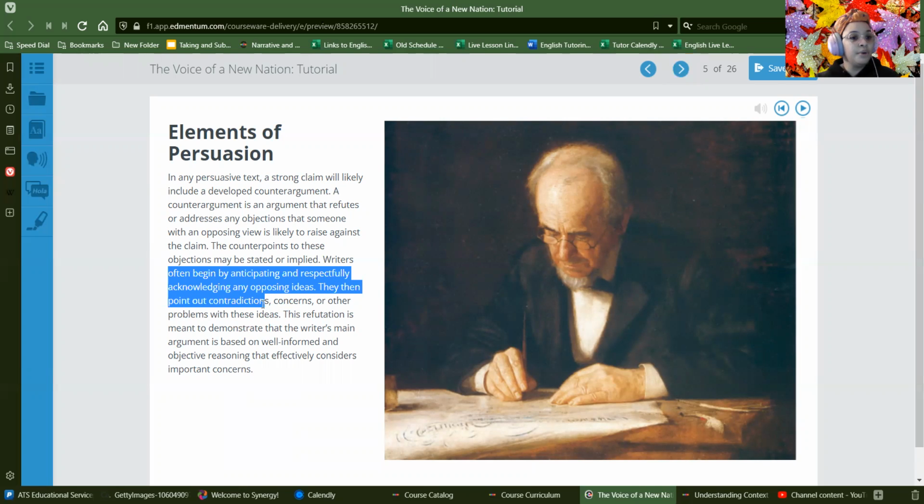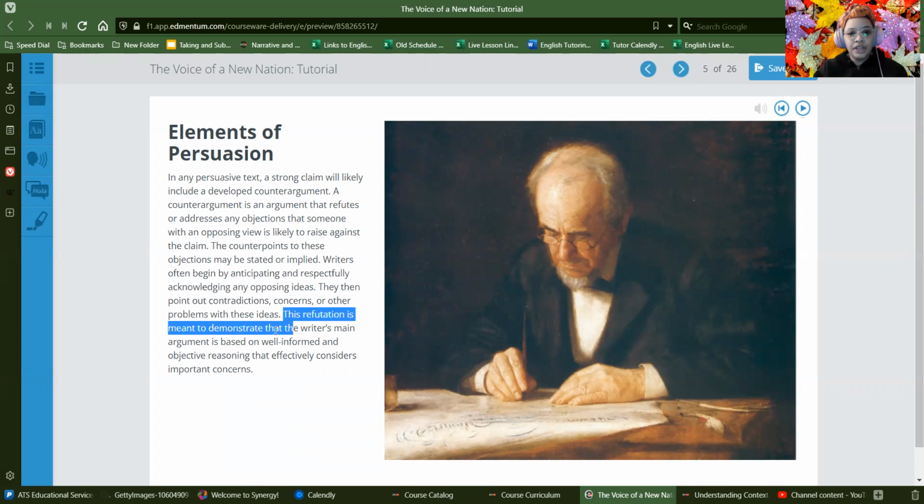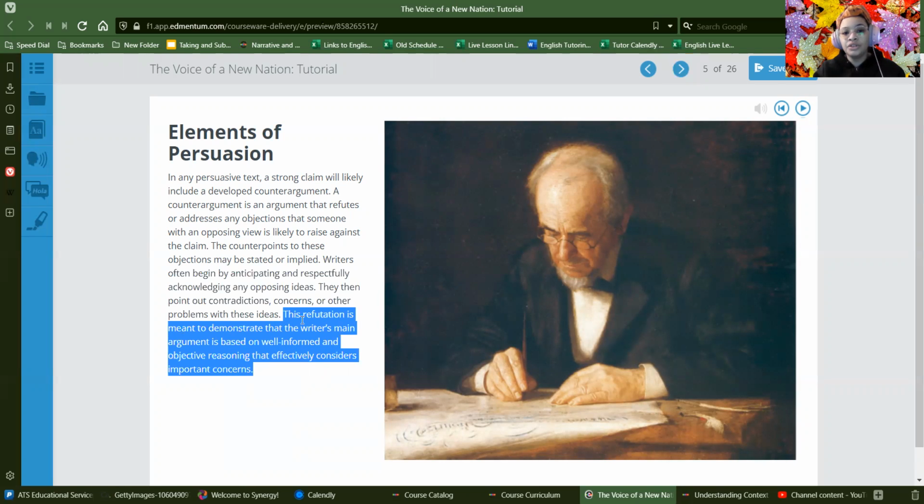So it says they then point out contradictions, concerns, and other problems with these ideas. So you want to acknowledge what other people are saying respectfully in your paper, in your speech, or anything. And then what you want to do after that is make sure that you say, "Hey, I understand this is what people are saying. Here are the issues that I have with these things, and why I still support my argument despite the other side's concerns." So it says here, this refutation is meant to demonstrate that the writer's main argument is based on well-informed and objective reasoning that effectively considers important concerns.